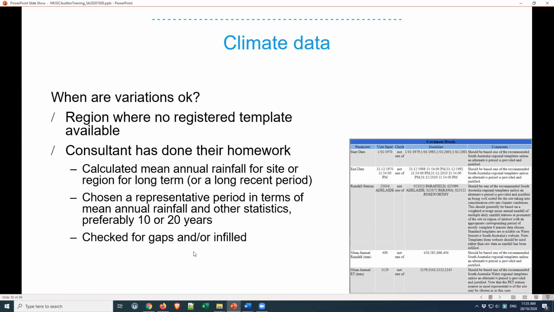So, okay, that's it for climate. I'll just have a look. Gabriel's just flagging there was a difference between what was on the screen and what was on the MUSIC file I sent through for Adelaide, Kent Town. Is that a difference in the mean annual rainfall or is it in the description of it? Gabriel, sorry.